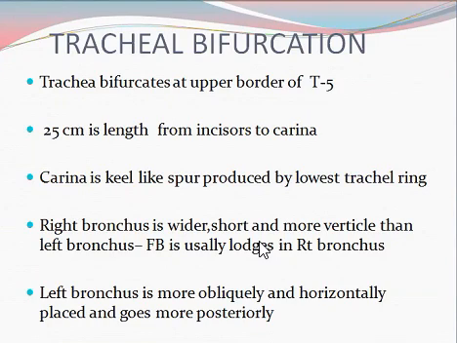The right bronchus is wider, shorter, and more vertical than the left bronchus. You should be aware that a foreign body in the trachea mostly goes into the right bronchus. Why? Because it is wider, and its length is short and it is more vertical. Wider and vertical is very important in the right bronchus.